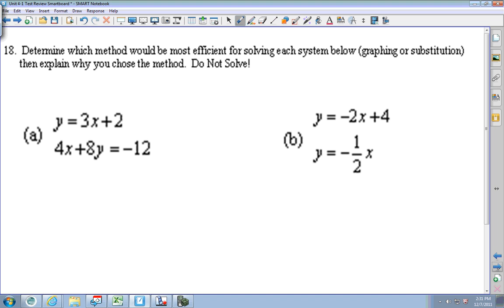Here's number 18. It says, do not solve. Be careful. You'll be wasting your time if you're solving. They want to know graphing or substitution, which is the way that these are set up that they can do it the fastest or that they're set up for the easiest.